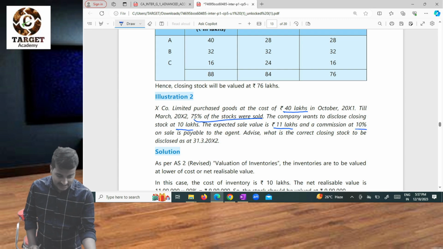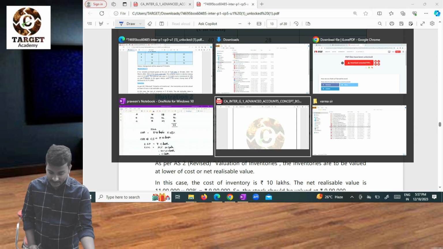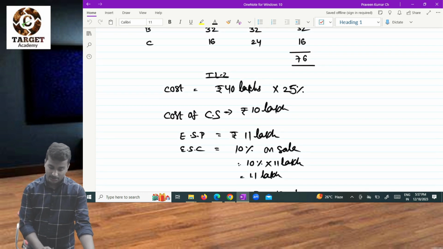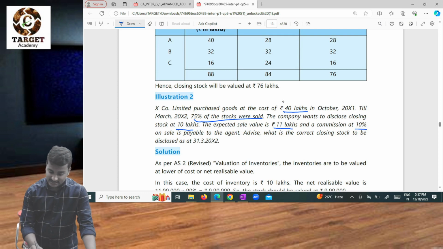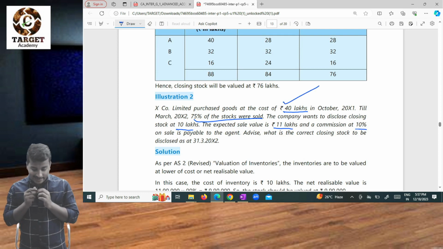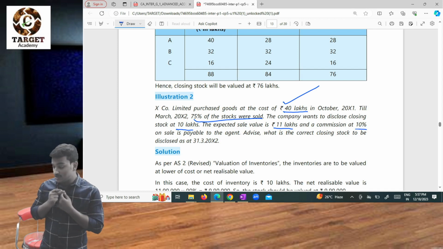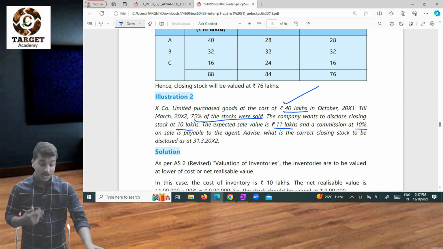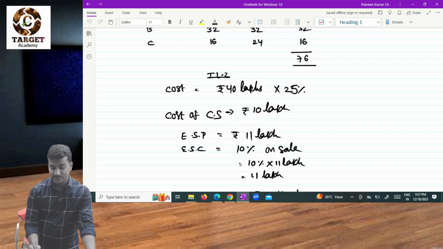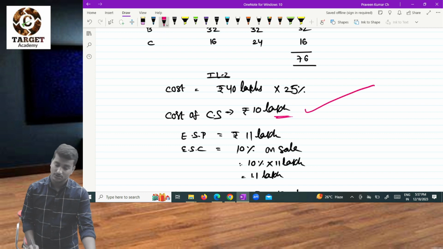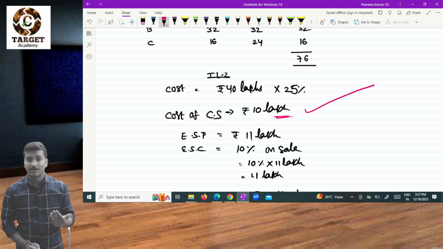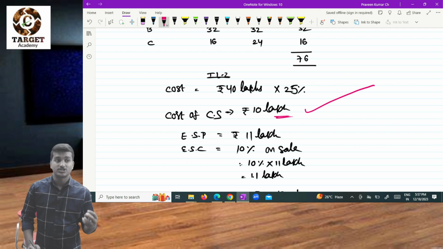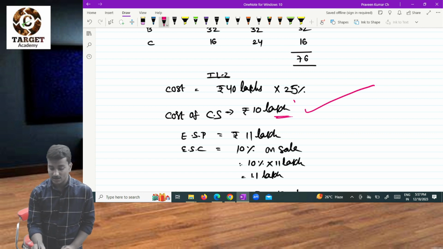Okay, so let us write the information. This is illustration number 2. So 40 lakhs is the original cost. Out of those 40 lakhs, 75% goods were already sold. So balance 25%. 40 lakh into 25% means 10 lakh is the cost of unsold stock. As we know, to find out closing stock value according to AS2 is cost or NRV, whichever is lower. So now we got cost 10 lakhs.